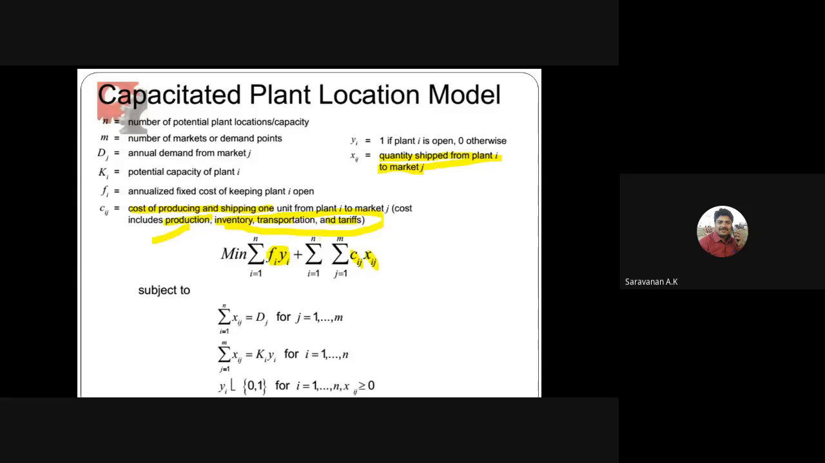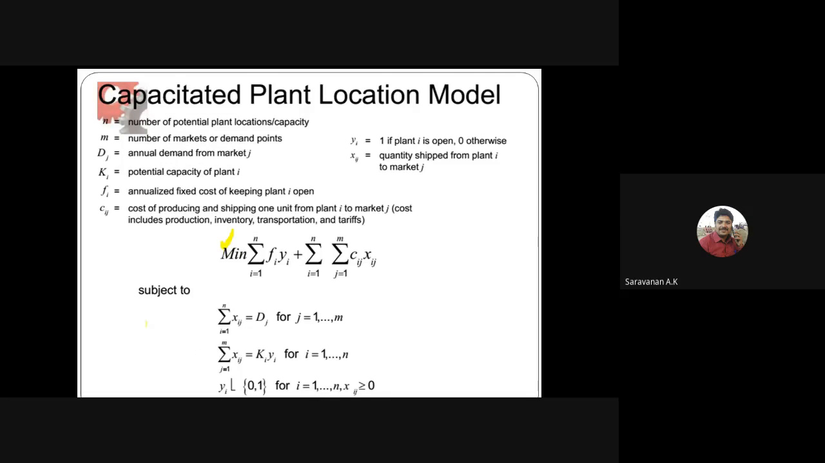This term will be called the variable cost, right? So here I have an objective function. In this we have to reduce the transportation cost, we have to reduce the supply chain cost. So I am using minimize. If I minimize this transportation cost, obviously it will maximize the profit of the firms. It will increase the profit of the firms.